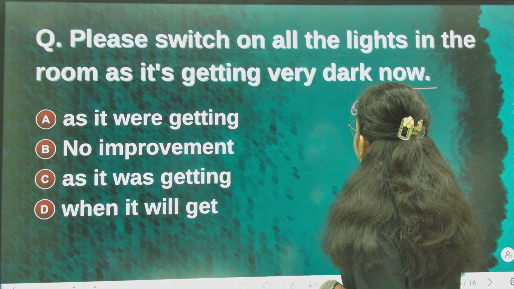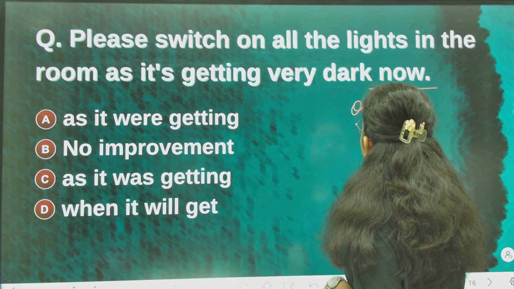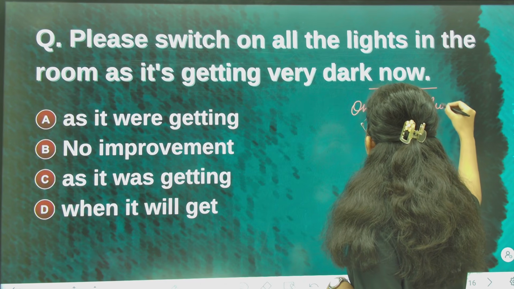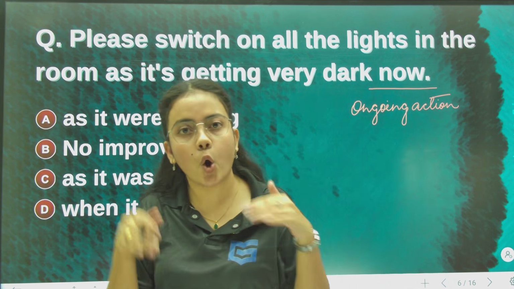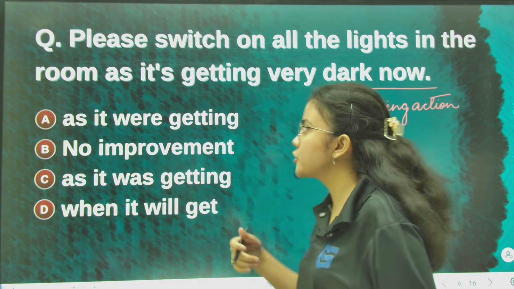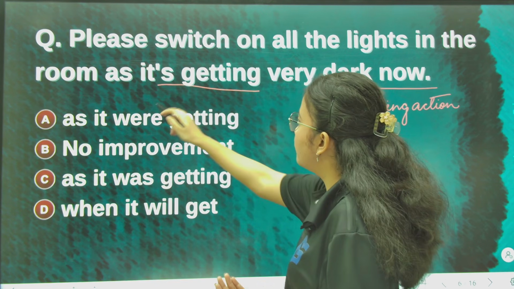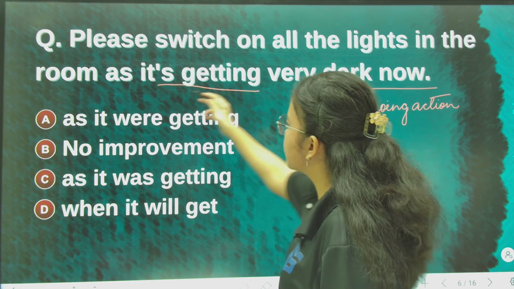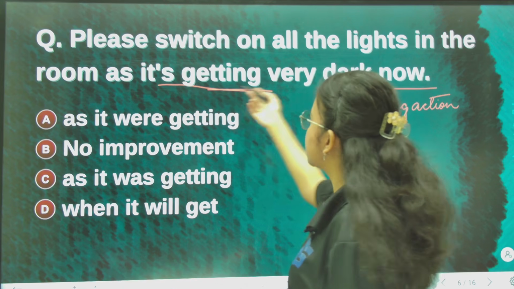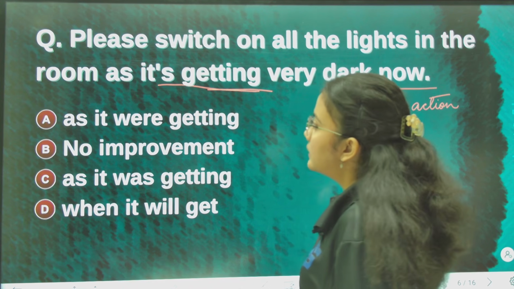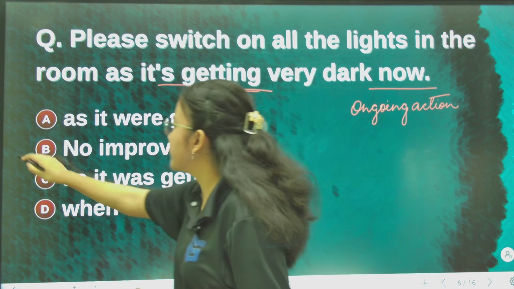Ongoing action, so what do we use? It is present continuous. An ongoing action now means present continuous. So 'please switch on all the lights in the room as it's getting very dark now' is the correct statement, and no improvement is required.